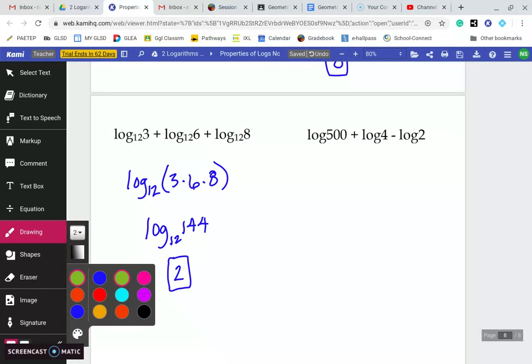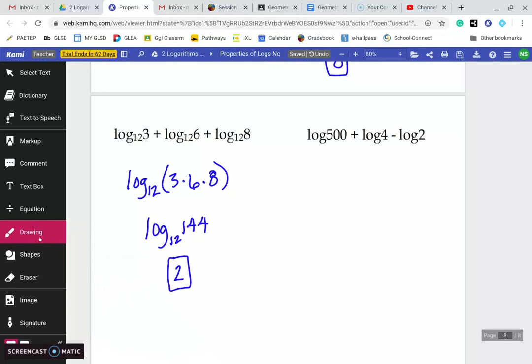And now for my last one here, I have addition and subtraction. So that means I'm going to have log, and again, this is base 10, of 500 times 4 divided by 2, because these two are going to get multiplied, and then this one is going to get divided, so that one will be in the denominator. So 500 times 4 is 2,000. Log base 10 of 2,000 divided by 2. So that's log base 10 of 1,000. And again, what exponent does 10 need to equal 1,000? Well, that would be 3.